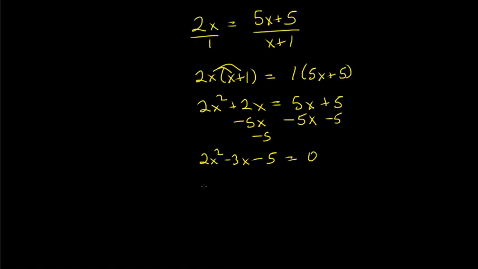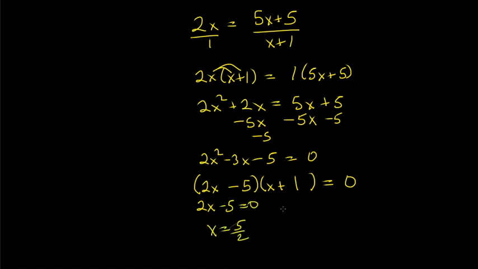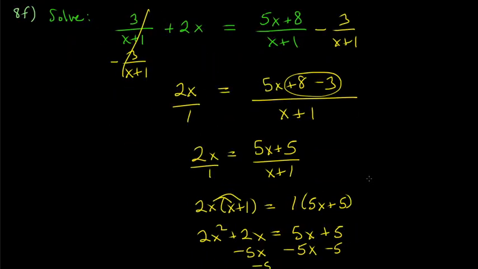So when we solve that, I guess we have to factor it. The AC method works. Or I think we can do it this way as well, because 2 minus 5 is negative 3. So when you set 2x minus 5 equal to 0, you get x equals 5 over 2. And x plus 1 equals 0 gives us x equals negative 1. So again, two solutions, 5 over 2 and negative 1.